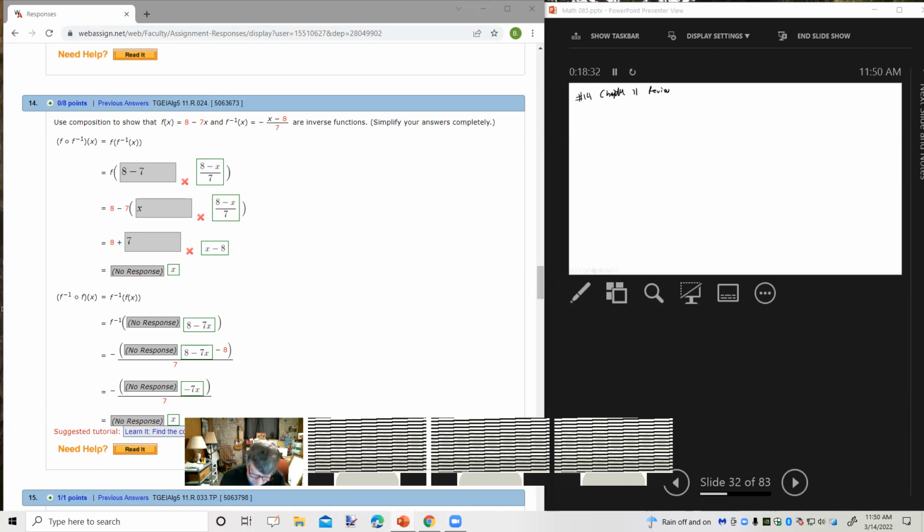Okay, so we've got f of x equals 8 minus 7x, and f inverse of x equals negative the quantity x minus 8 over 7. Okay. Just trying to think about whether it might be easier. I'm going to take a risk here. I'm going to take this and simplify it ahead of time because I think they did anyway, ultimately. So this would be like that, which would be that, which would be that.